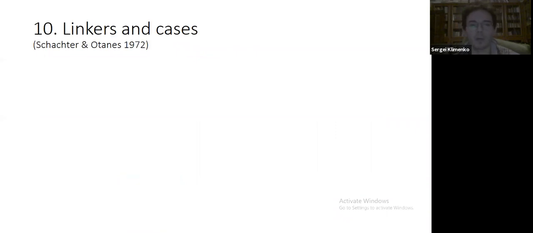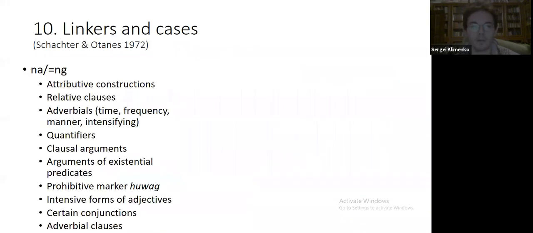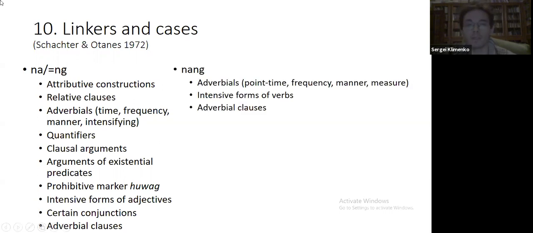Next, I'm going to talk about linkers and cases. So first of all, linkers. There are two linkers in Tagalog. One is na or ng, which is a more common one. It's the basic connector in attributive constructions, relative clauses, and many other functions. It has a longer list of functions. And the other one is nang, which has only 3 functions, and the functions partially overlap, but most importantly, in the context of this talk, both linkers are used to connect adverbial clauses.